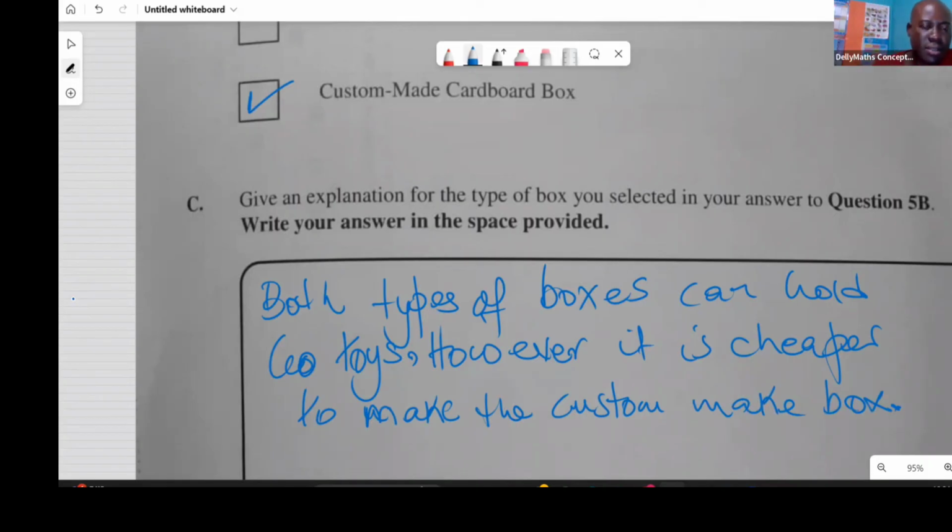It is cheaper because it costs $370 compared to $410 for the other one. So choosing the custom made with that dimension would have worked out better for Playgo.